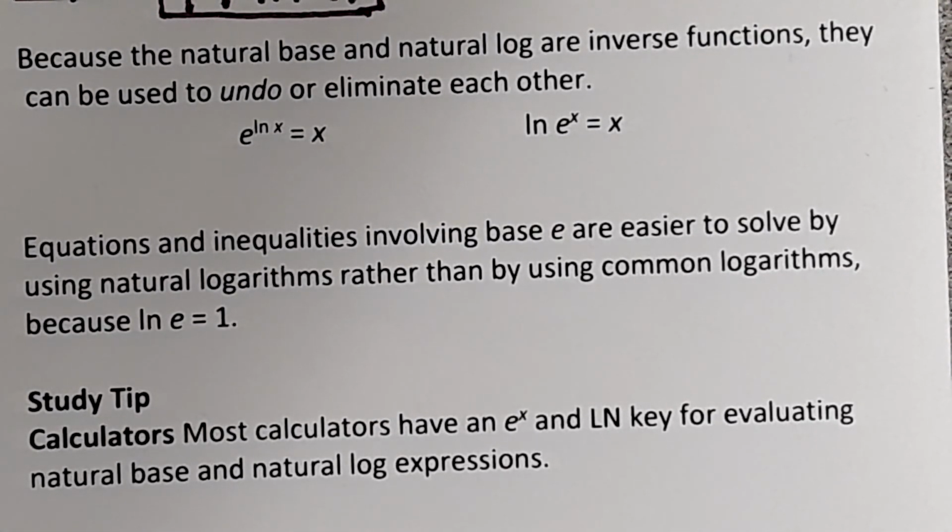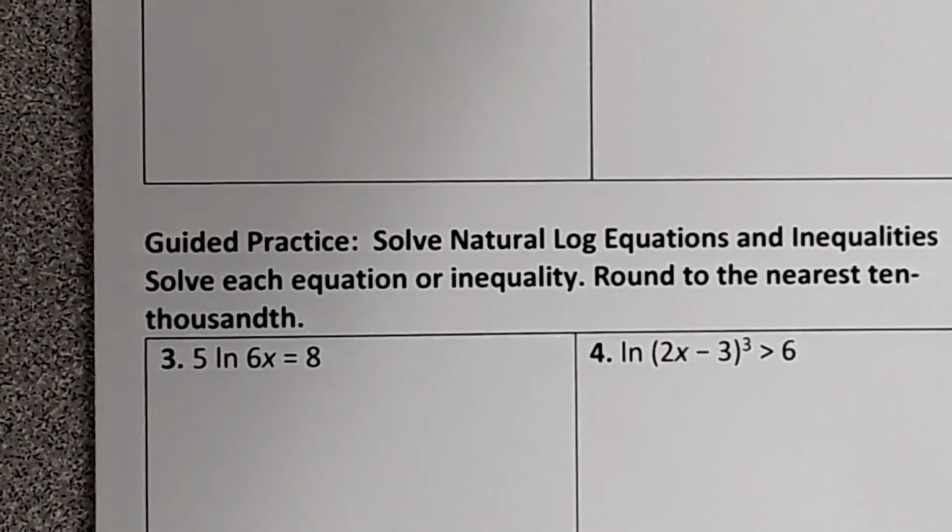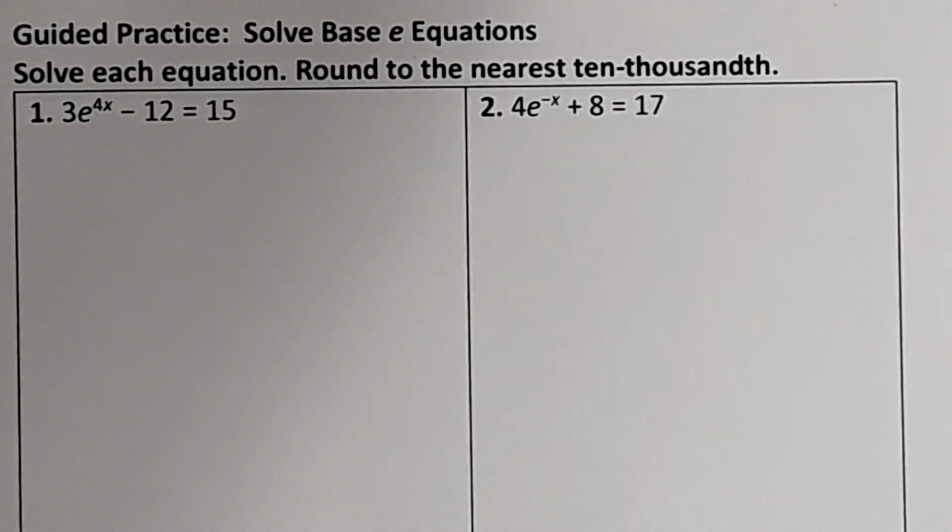So what we're going to do now is solve natural logarithmic equations. I shouldn't say natural logarithmic equations because we are also going to do natural base equations. In order to get rid of an e, we're going to take the ln of both sides. In order to get rid of an ln, we're going to take e to both sides. Most calculators have the e^x and the ln function on them. We talked about that. And we're going to round everything to the nearest 10,000ths.